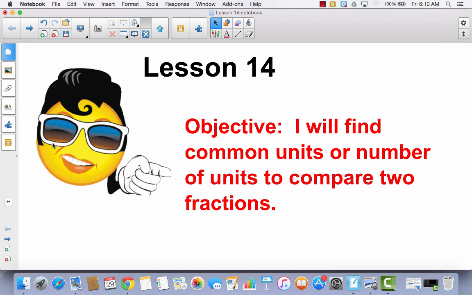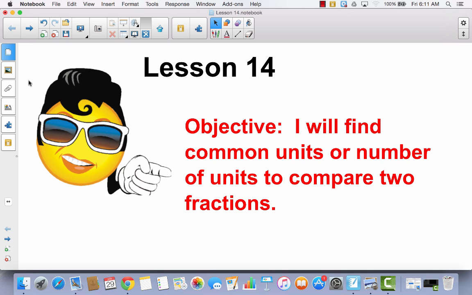Lesson 14, I will find common units or number of units to compare fractions. In the last couple of lessons, we've been comparing fractions using benchmarks and a number line. Well, today we're going to discuss another strategy for comparing fractions, and we're going to do this by finding common units or common number of units to compare fractions.